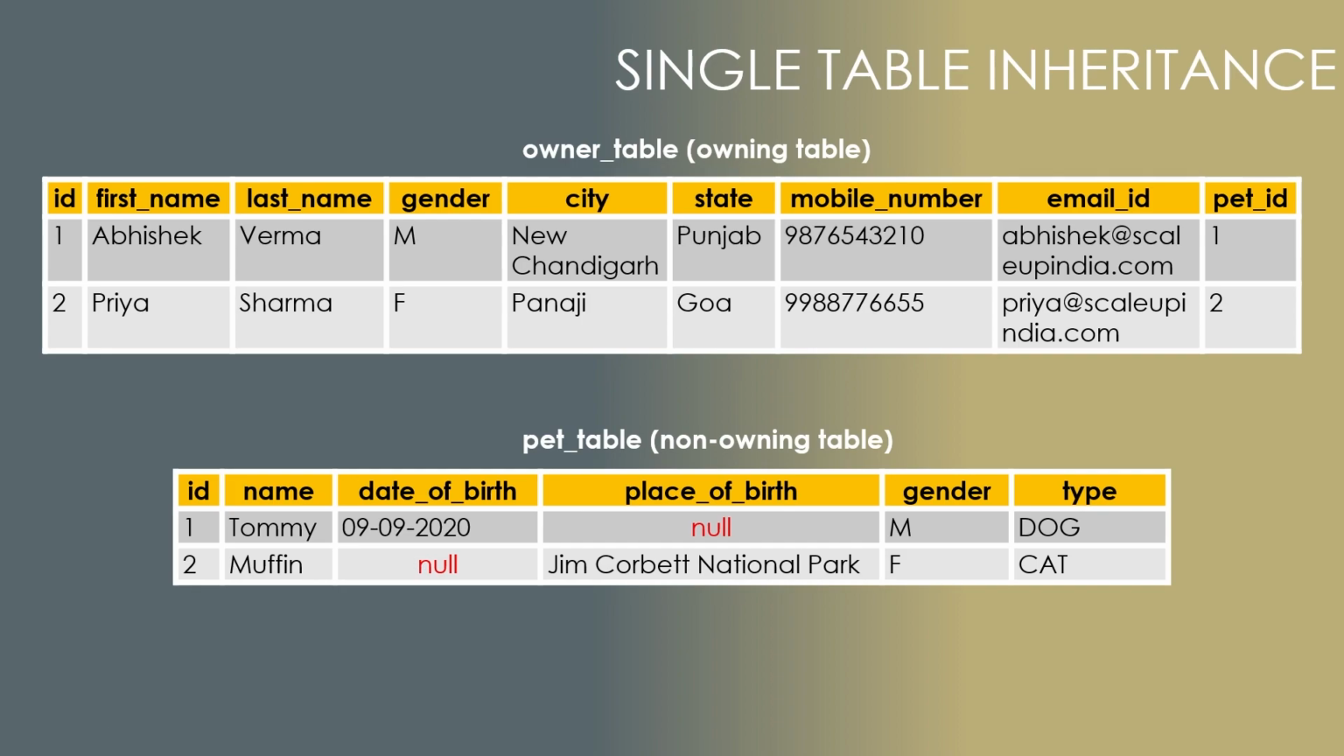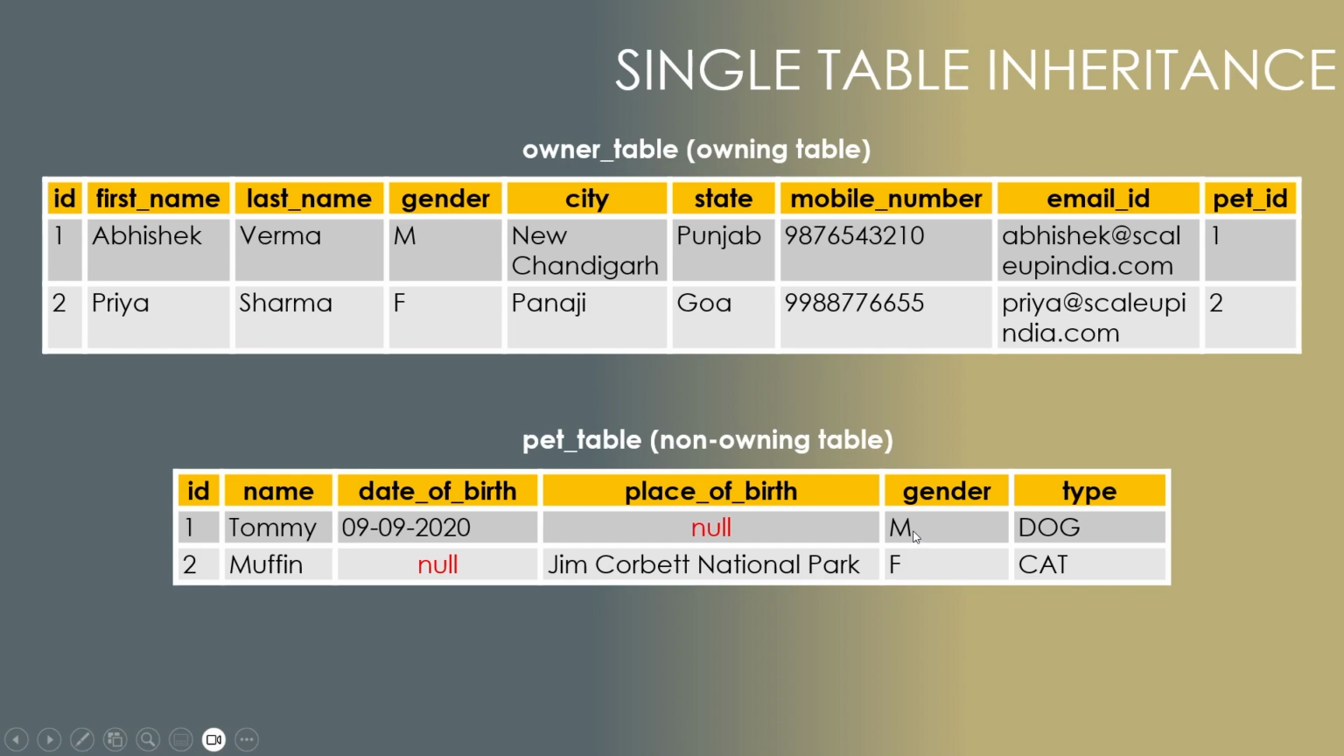But this is something which we are going to do with the first type of inheritance today, that is single table inheritance. Now here the problem is, how will we decide? If I directly try to execute a query on this, I will get the particular pet from the database. Let's say I say find the pet by the owner ID and I provide the owner ID as 1.